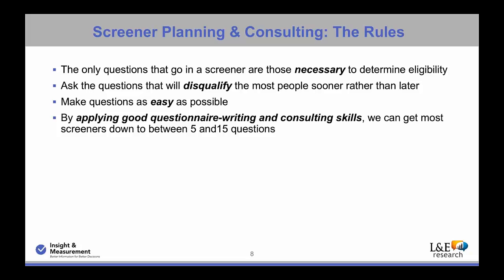We really shouldn't get to page 10. There shouldn't be 10 pages, by the way, but it shouldn't get to page 10, and then it asks if you go to McDonald's, and then it turns out they're just talking to people who go to McDonald's. I mean, by applying really good questionnaire writing and consulting skills, we can get most screeners down to 10 to 15 questions, and I do this all the time.